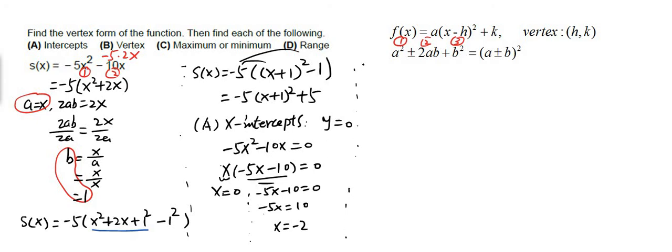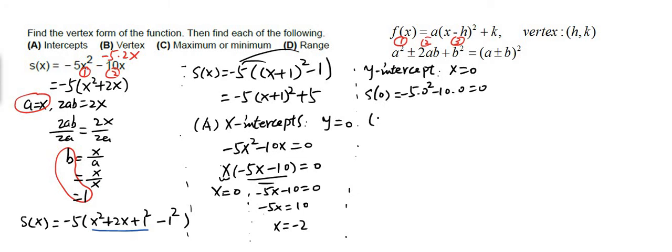Now we can try the y-intercept. The y-intercept means x equals 0. We just plug in x equals 0 here: negative 5 times 0 squared minus 10 times 0 equals 0. So that's the y-intercept.